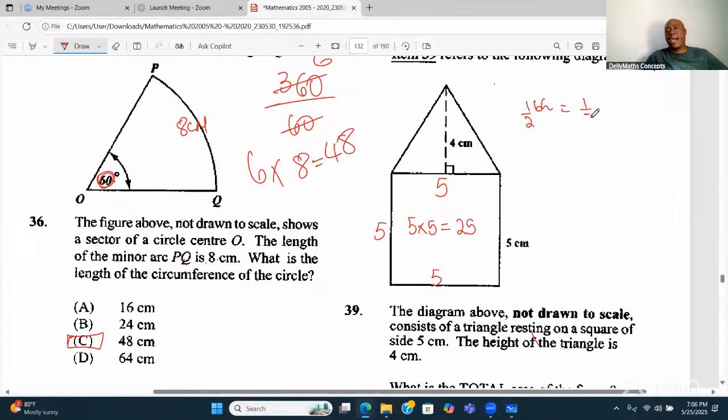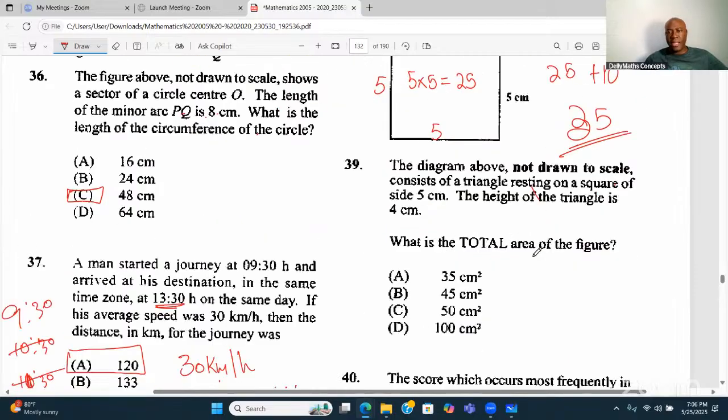For the triangle, it's going to be half base times height. And it's going to be a half times 5 times 4. That's 20 divided by 2 is going to give me 10. So the total is to add my 10 plus my 25, and it's going to give us 35. And we're looking for our 35 there. So 39 is actually A. And I could see unknown is blazing right there. Emperor blazing as well. Yeah.